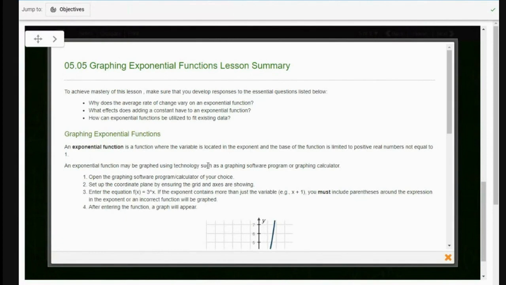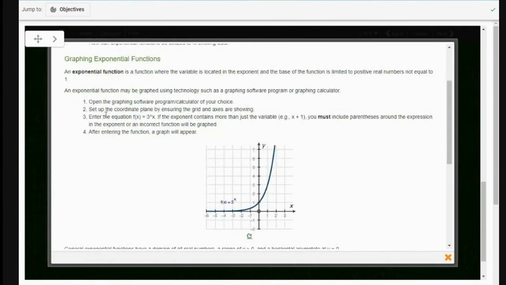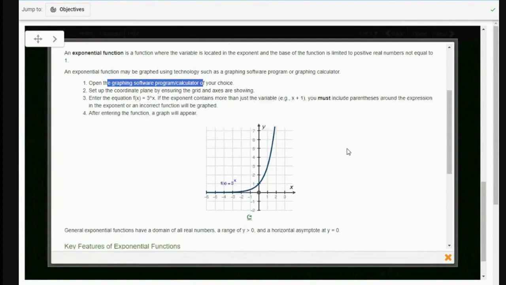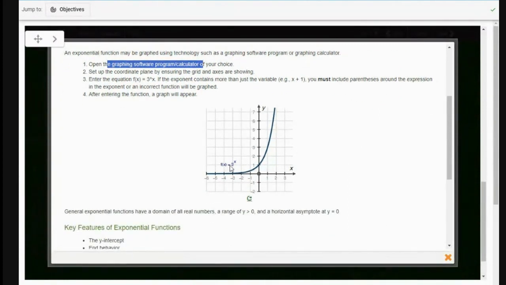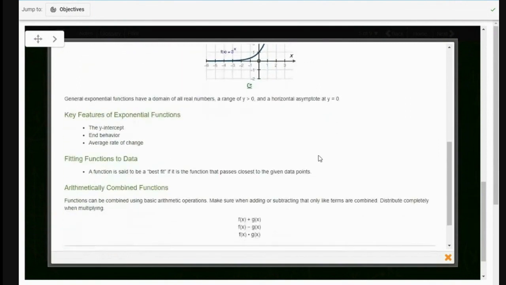Graphing exponential functions. That's what we're focused on this time. You can do it in Desmos. You can do it on a calculator if you have a graphing calculator. But make sure you can graph that. Here is 3 to the power of x. That's the exponential equation. We talked about the key features, the y-intercept, the end behavior, and finding the average rate of change. And then we did this.